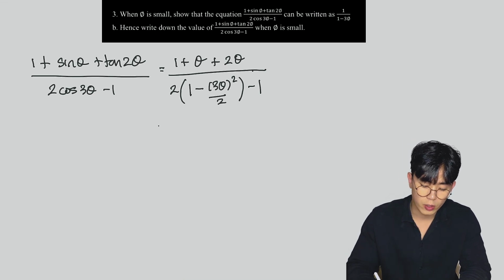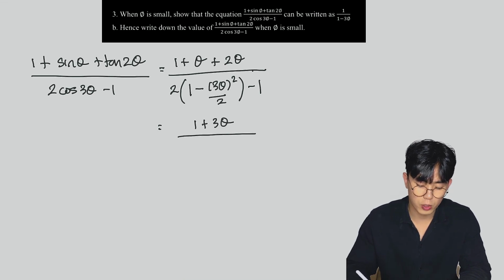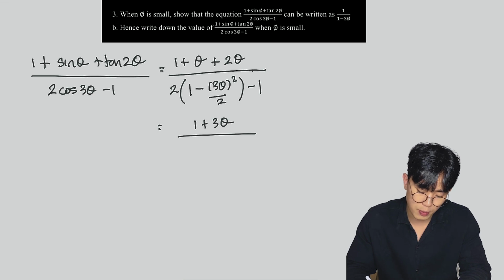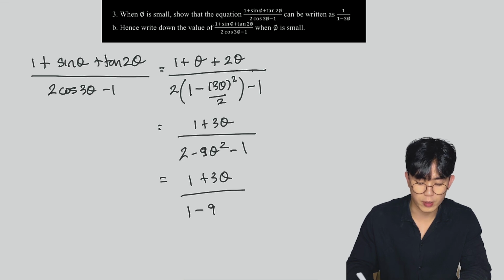So in the numerator, that's pretty simple. We get 1 plus 3 theta. On the denominator, I can multiply this 2. So now I get 2 minus 3, or with 3 theta squared, right? So it's 9 theta squared minus 1. So this will become 1 plus 3 theta over 1 minus 9 theta squared.